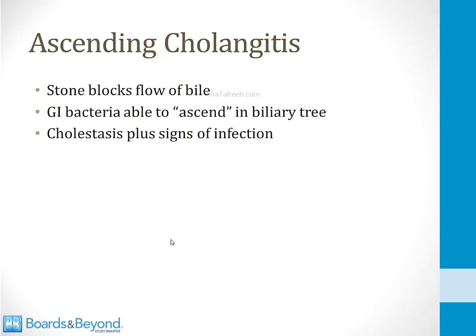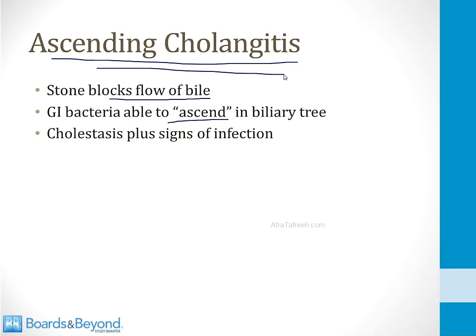AIDS cholangiopathy is very rare, but much more common is ascending cholangitis. This occurs when a gallstone blocks the flow of bile, and the flow of bile is one of the things that keeps bacteria from migrating up the biliary tree. So when the flow of bile stops or slows because of a gallstone, GI bacteria are able to ascend in the biliary tree and cause an infection, and that's called ascending cholangitis. It will present with evidence of cholestasis plus signs of infection.